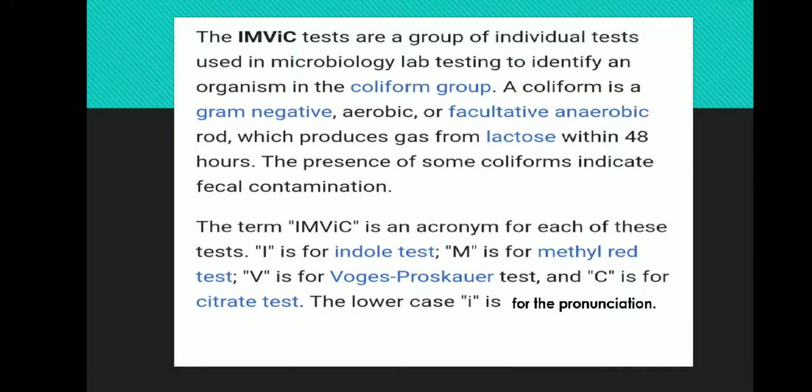The term IMViC is an acronym for each of these tests. I is for indole test, M is for methyl red test, V is for Voges-Proskauer test, and C is for citrate utilization test. The lowercase i is for the pronunciation.